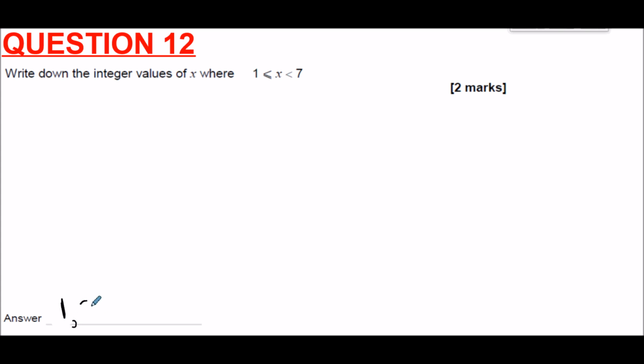The second value it can be is 2, 3, 4, 5, all the way up to 6, but it must be less than 7. Integer means whole numbers, by the way, that can be negative if needed to be. So the whole number values that x can take are 1, 2, 3, 4, 5 and 6, and that's it. X can't be 7, because it's got to be less than 7.